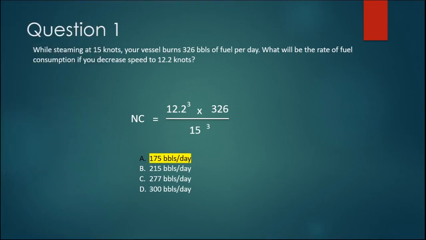So a decrease of less than 3 knots cuts our fuel consumption almost in half. That's pretty amazing there.